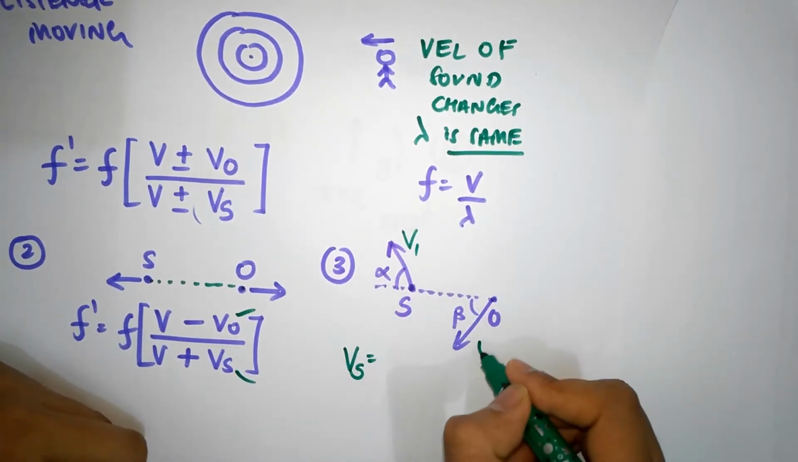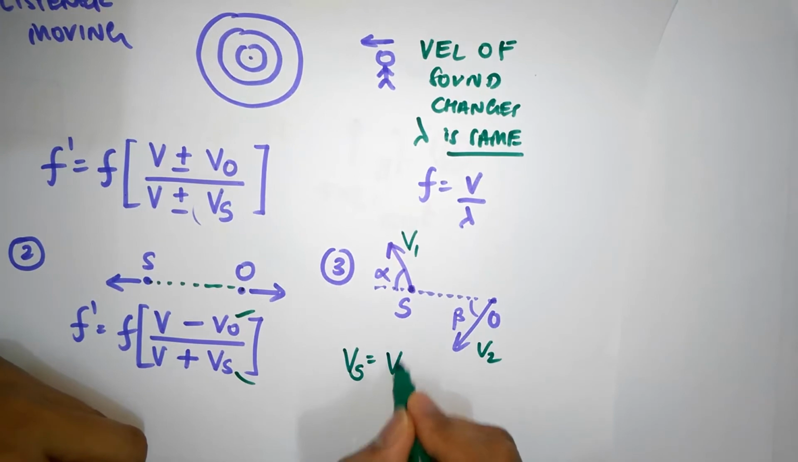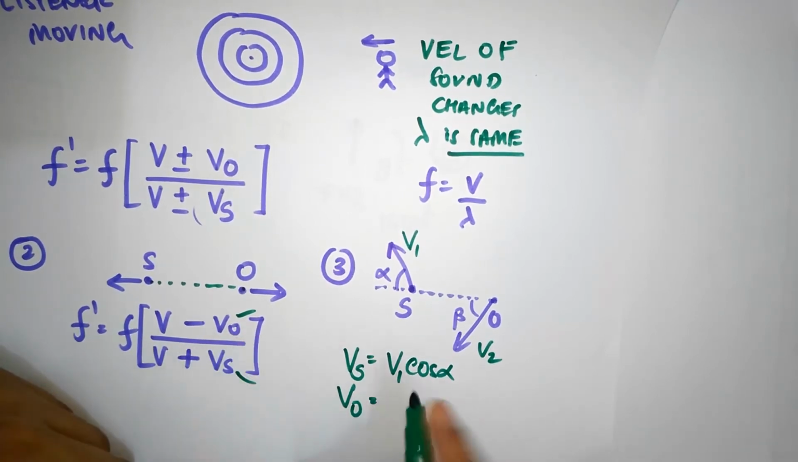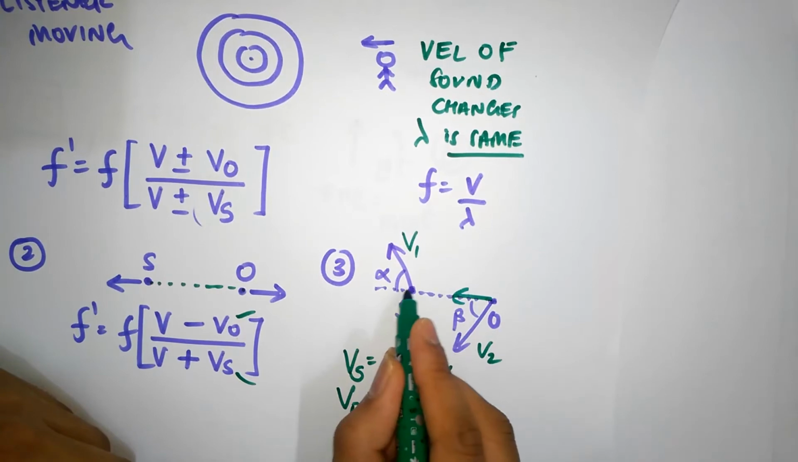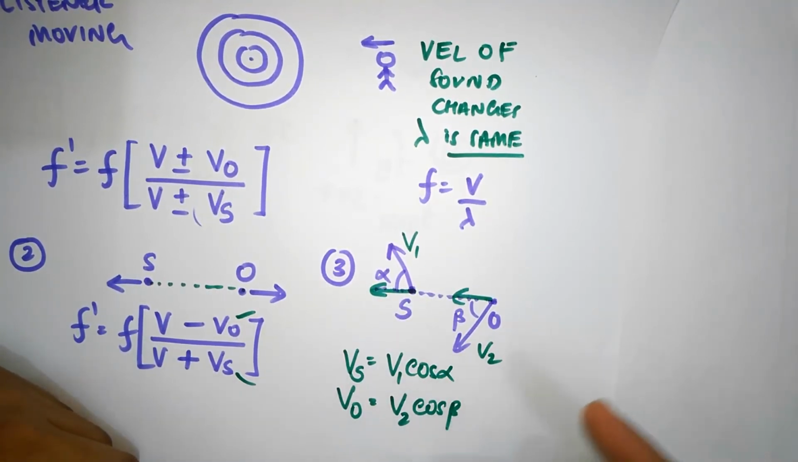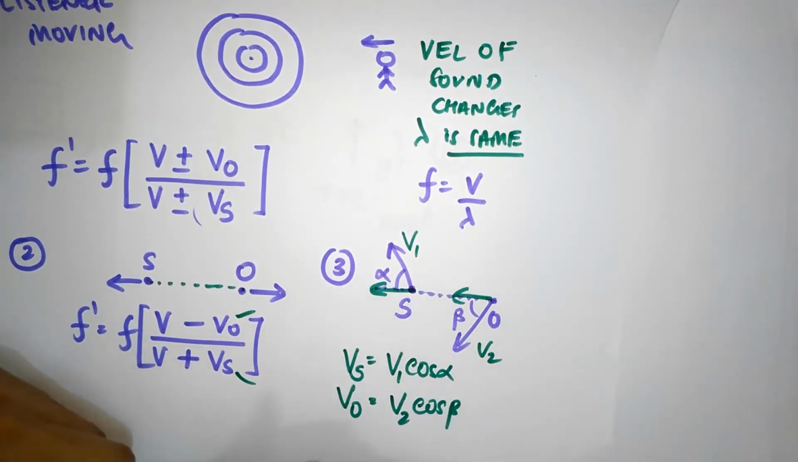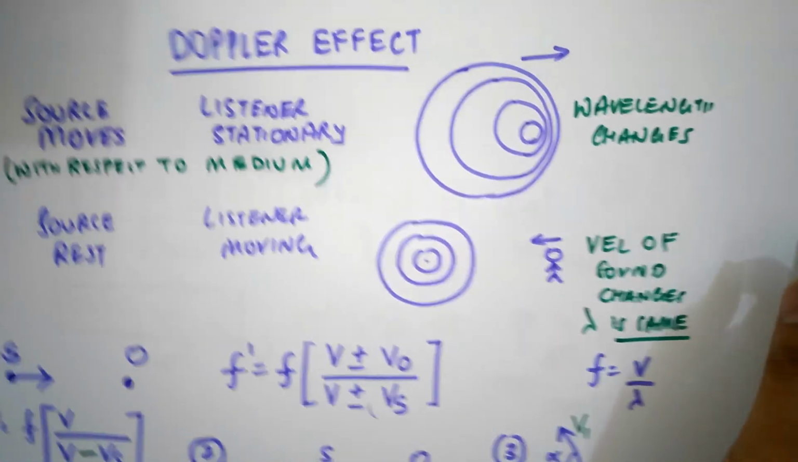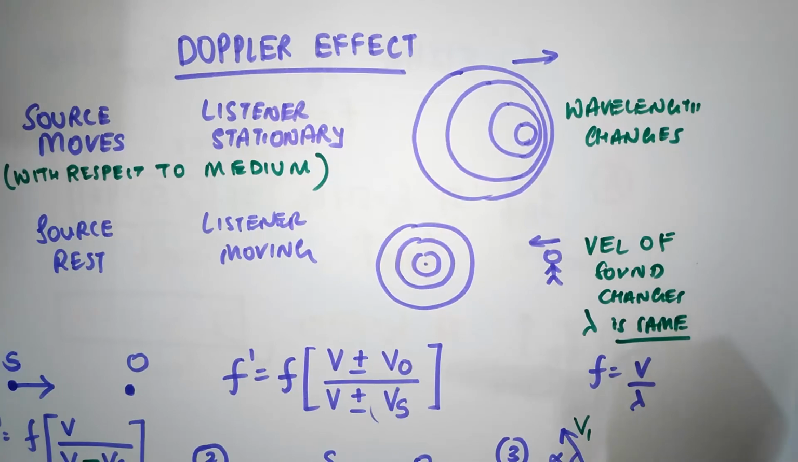So we're going to say vs in our case for the Doppler effect is going to be whatever this velocity is. Let's call this v1 and v2. So vs is going to be v1 cos alpha, and that's what we're going to substitute over here. And v0, which we're going to substitute here, is going to be v2 cos beta. It's the component along the direction of the line joining them. That's what matters. Alright, so this is how you deal with the Doppler effect numerically. Let's do the problems in the next episode.